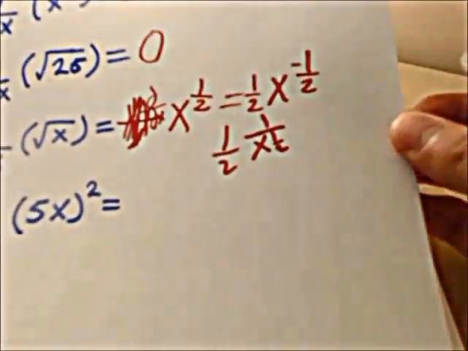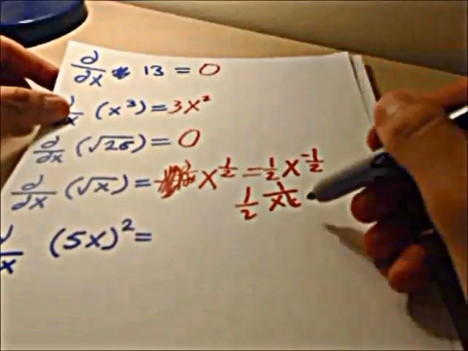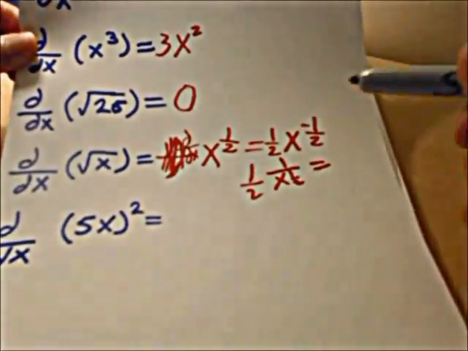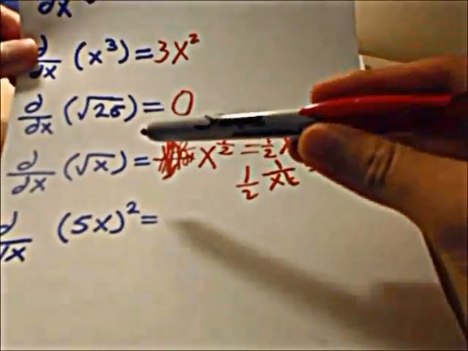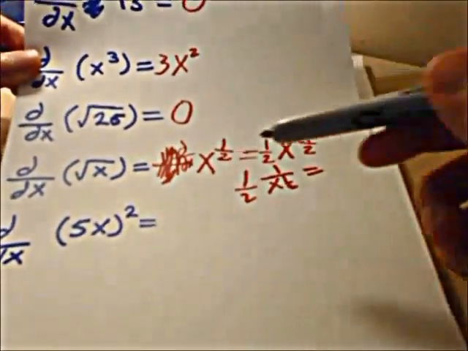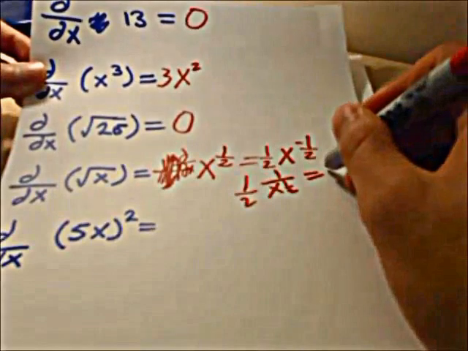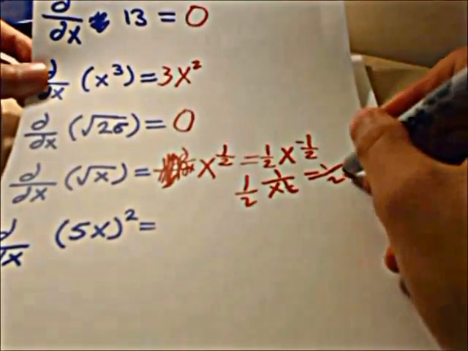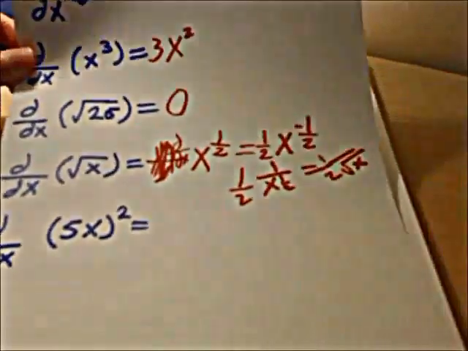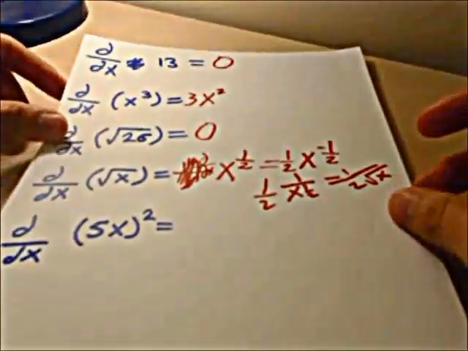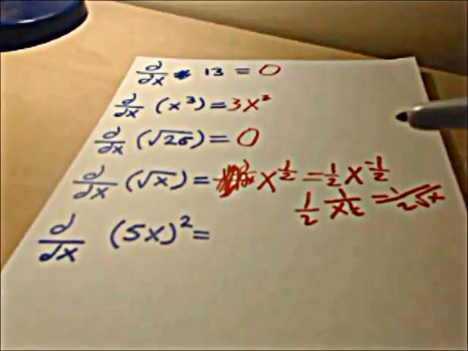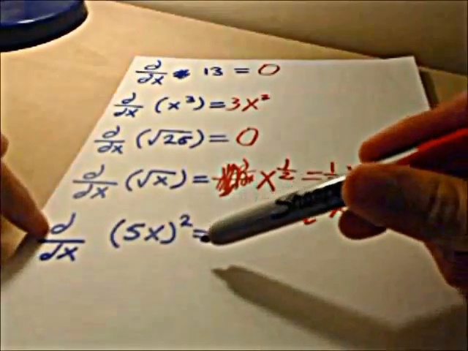Half times 1 over x to the power half, because we want to put it in a positive form. Again, you can, if you want to, but that's not necessary, put it back in the surd form, which is going to be 1 over 2 square root of x. Either way is fine. The last example we've got here is 5x all squared.